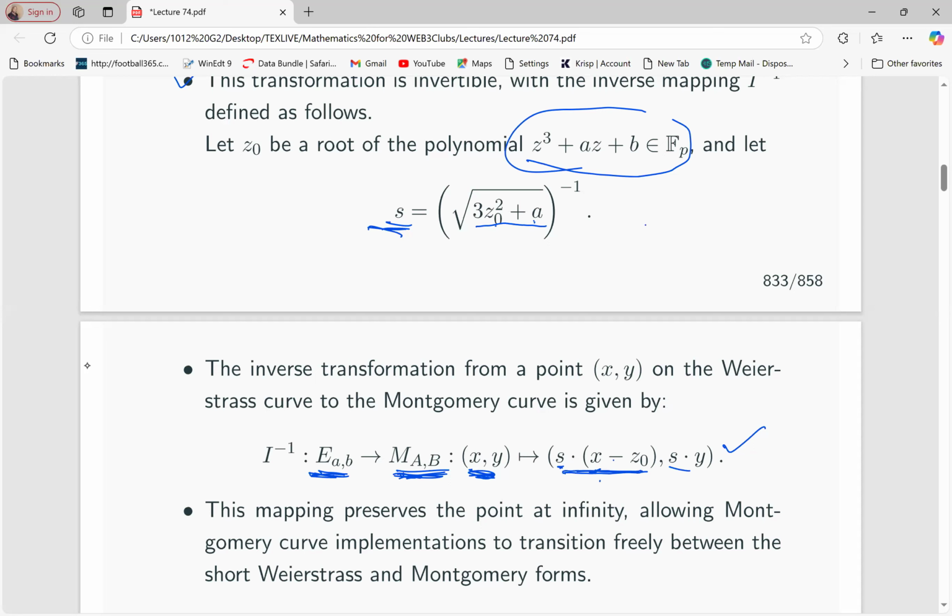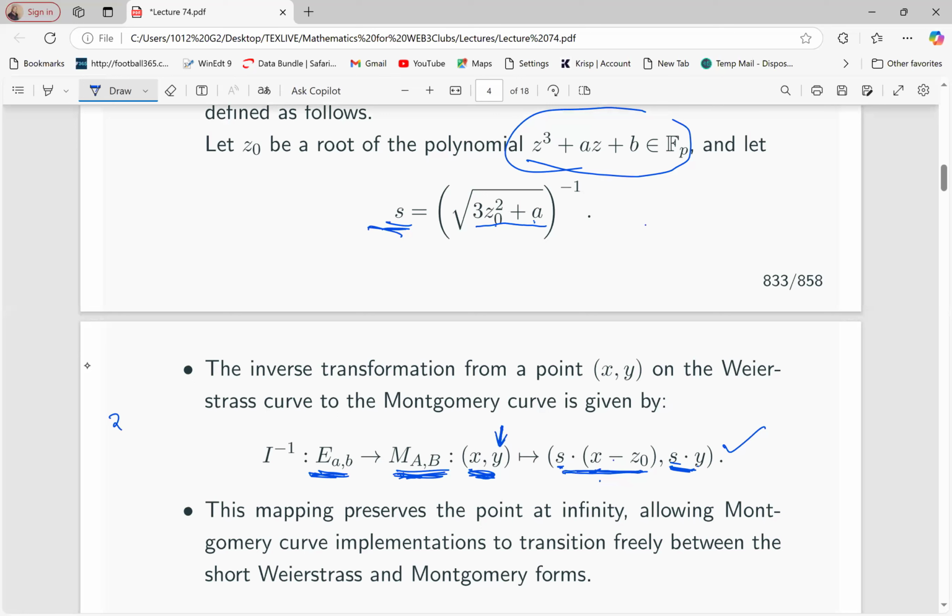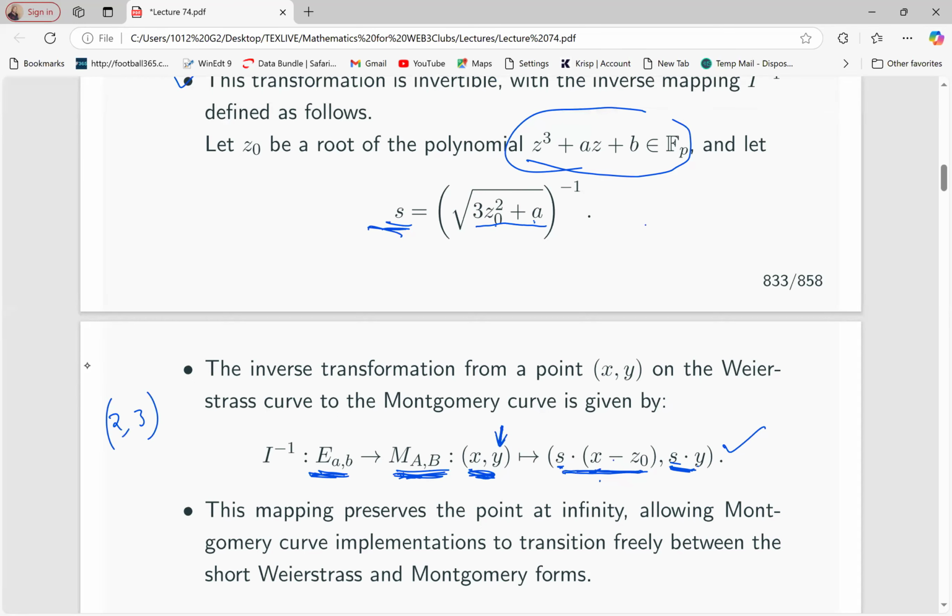What about the Y value on the Montgomery? It will be the same as S times this Y value on the short Weierstrass. So again, that is what you're giving your code, if you want your code to give you every point. Let me say you have this point on the short Weierstrass, and you want to find where this point will be mapped to on the Montgomery.